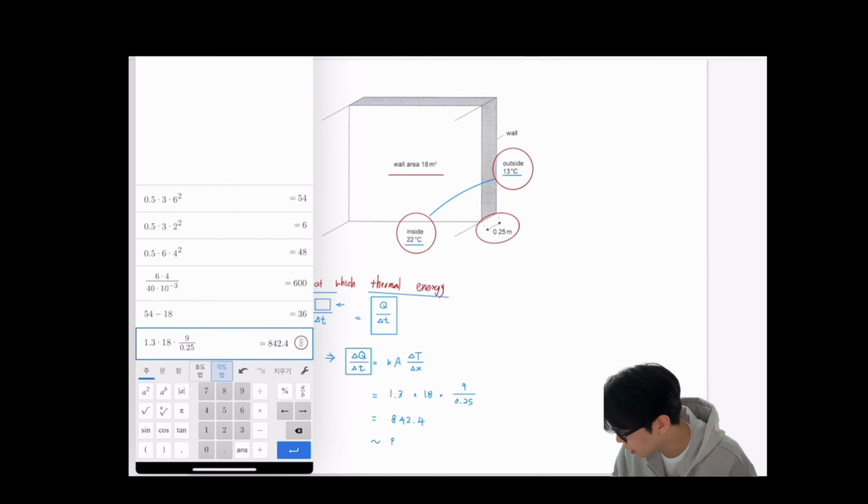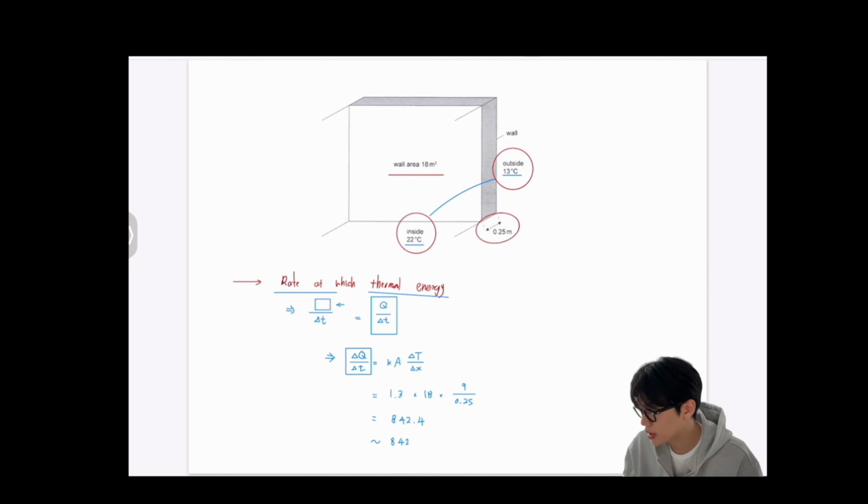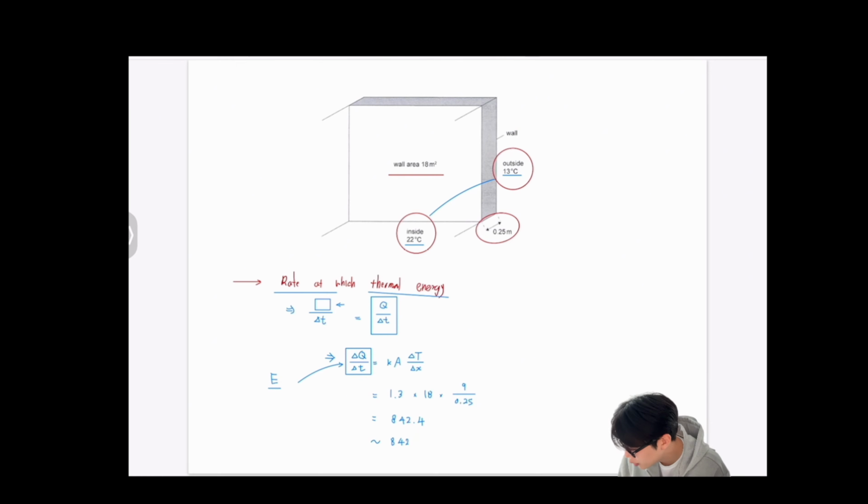So about 842, okay? But in this question, they ask to answer with the appropriate unit. So what's the unit for this delta Q over delta T? If you think about it, the upper side here is the energy, right? And this is time. So this is energy over time, which is exactly the same as power. So that goes to the unit of power, which is the watt.